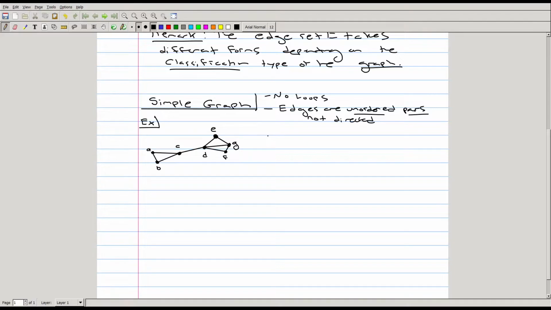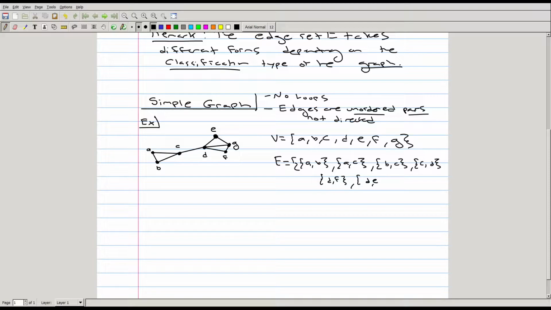So for example, for this graph, the vertex set is just A, B, C, D, E, F, G. The edge set is going to be the set of subsets with all of the pairs of elements that are included as an edge. So in this case, AB, AC, BC, CD, DF, DE, DG, and lastly FG.